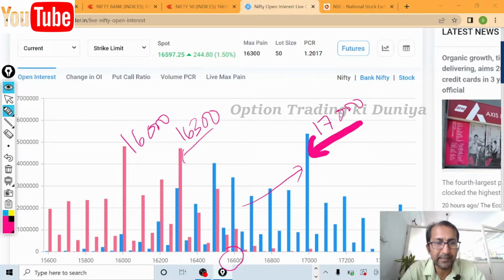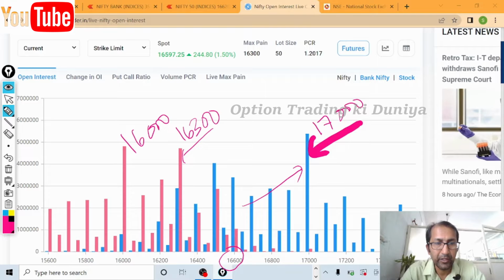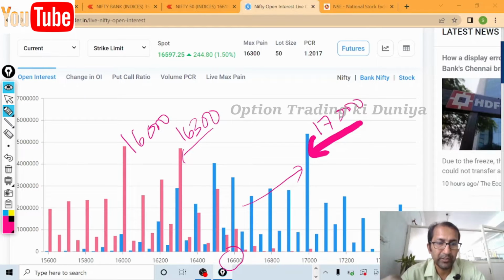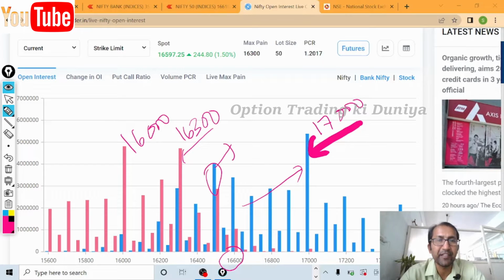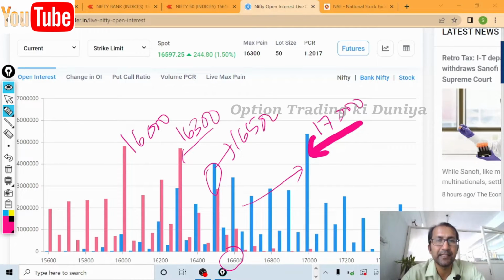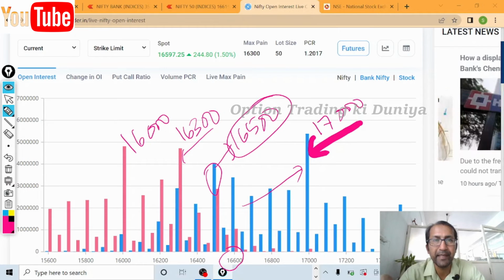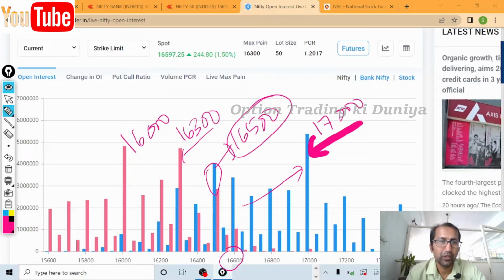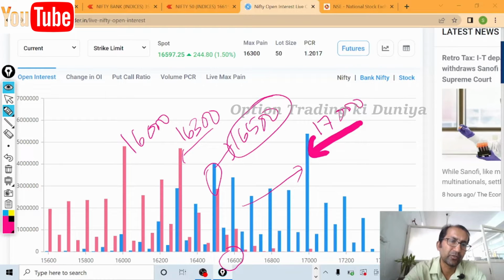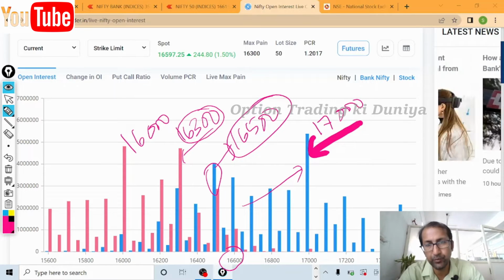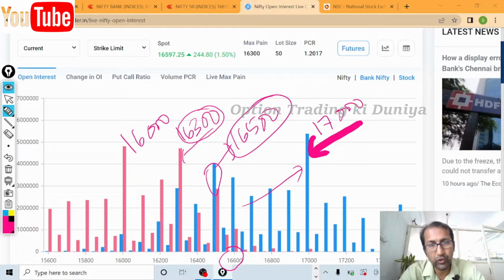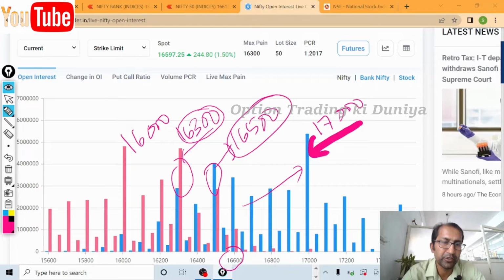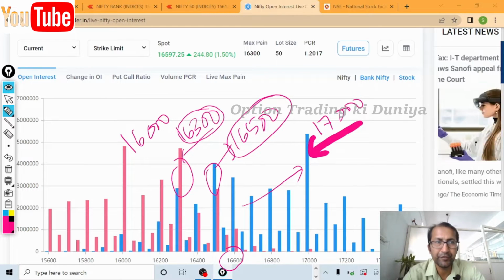And you can see the maximum pain where almost the call and put positions are equal. So you can also see the maximum pain level at 16,500. Now also you can see at 16,300 also the maximum pain. Maximum pain means both put holders and call holders will fight. So at 16,300 also you can see call and put positions, and 16,500.